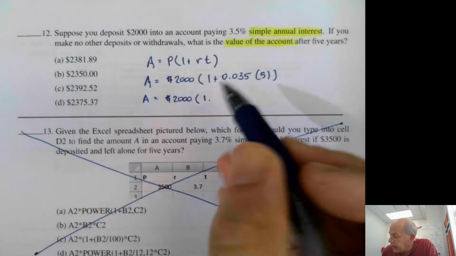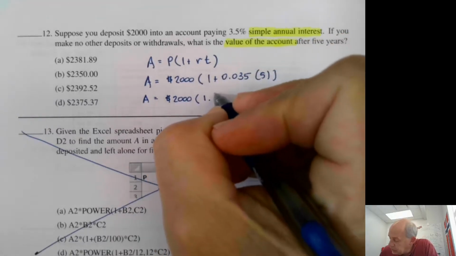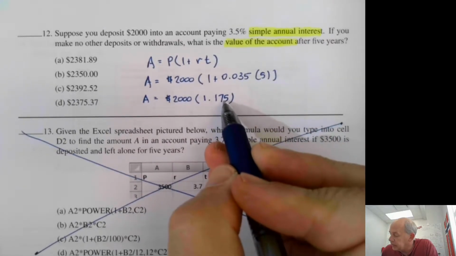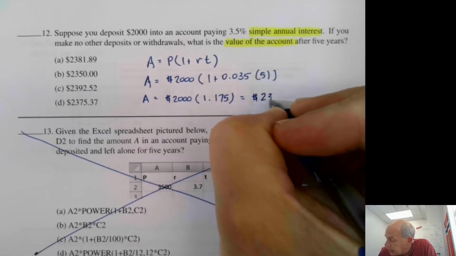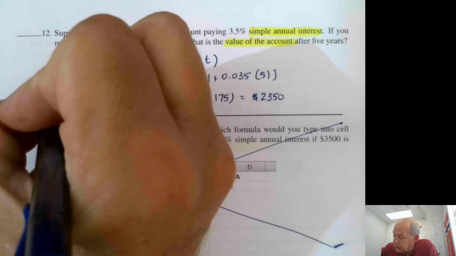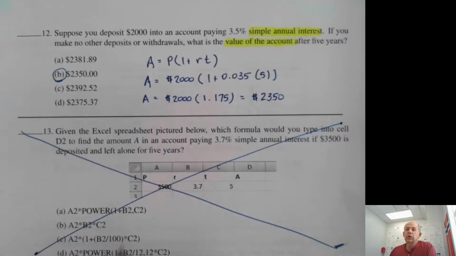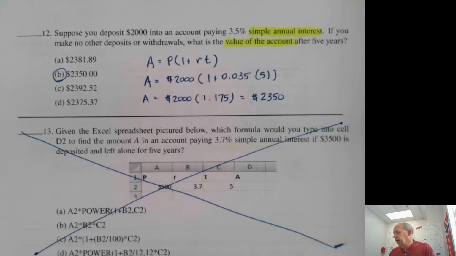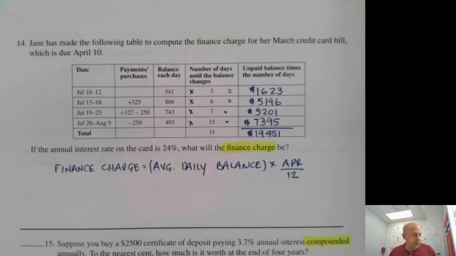I have 2,000 times 1 point. I'm going to add these two values together. The 1 plus the 0.035 times 5 is 0.175. And when I do that, I get 2350. My answer is choice B. So there's how you do that one from start to finish. Again, starting with the right formula, plugging in the values, and then grinding it out in your calculator. 13, you do not have to worry about. We're good to go there. Let's take a look at number 14.